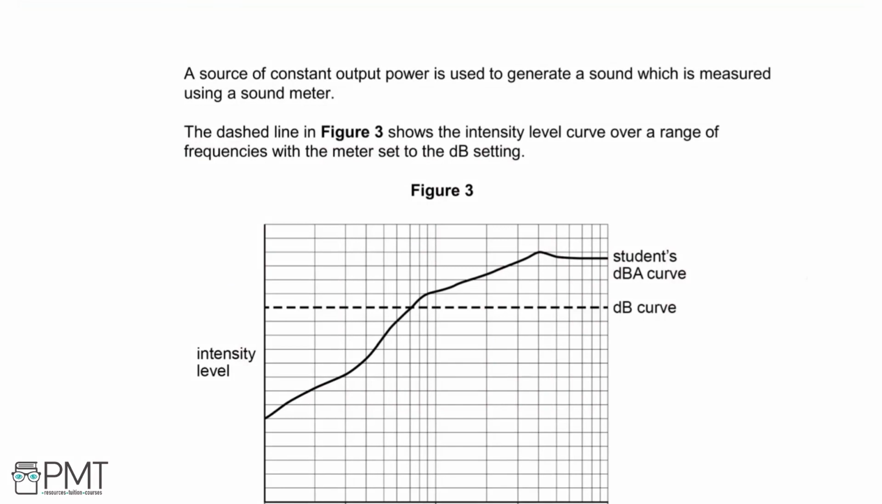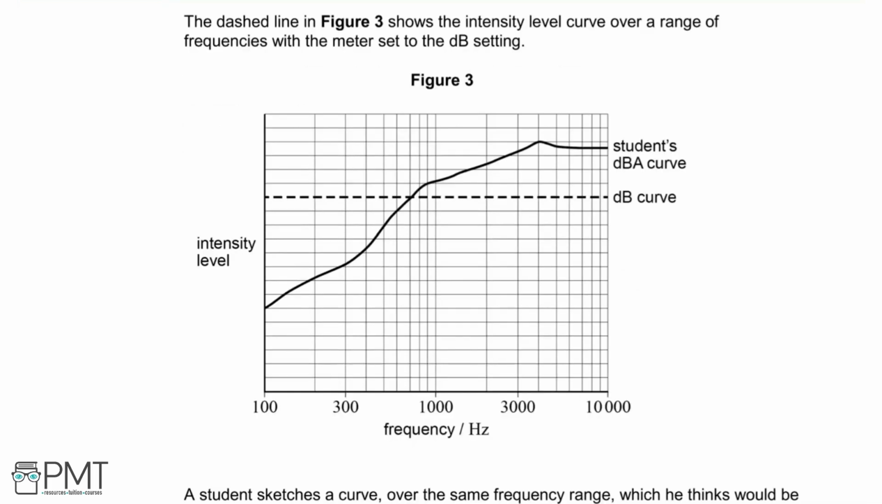A source of constant output power is used to generate a sound, which is measured using a sound meter. The dashed line in figure 3 shows the intensity level curve over a range of frequencies with the meter set to the dB setting. We've got figure 3 there with the dB curve as a horizontal dotted line and the student's dBA curve as a solid line.